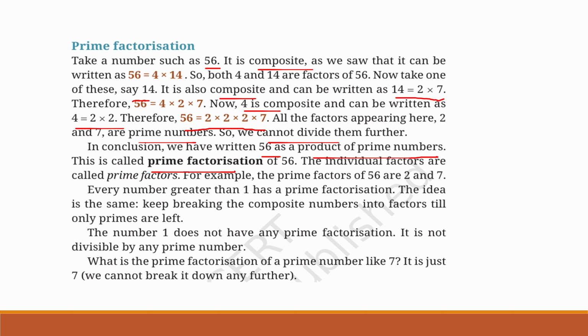The individual factors are called prime factors. For example, the prime factors of 56 are 2 and 7. Every number greater than 1 has a prime factorization.